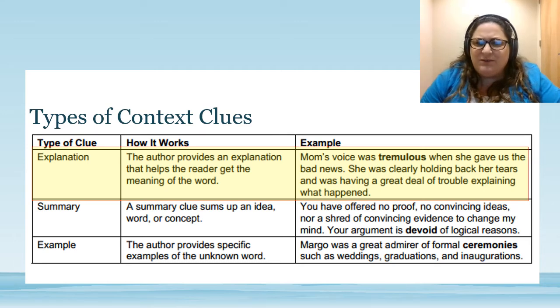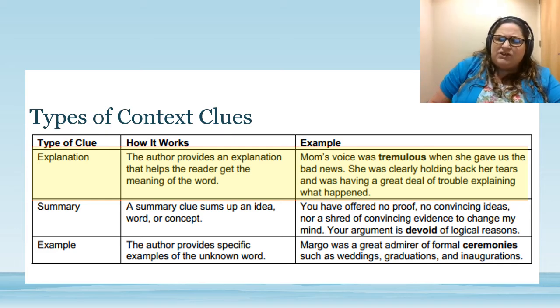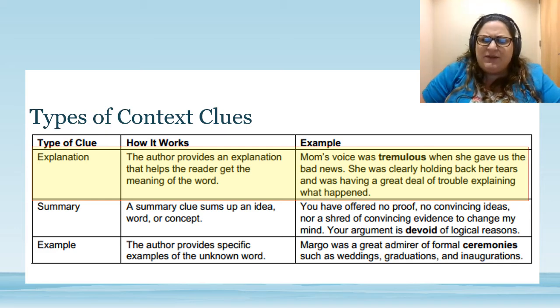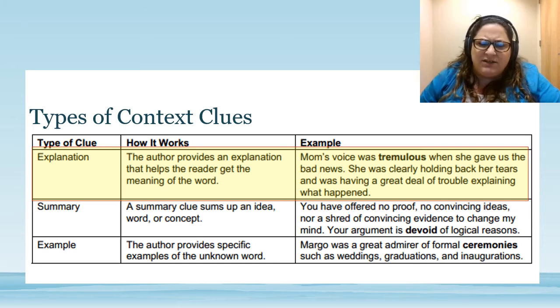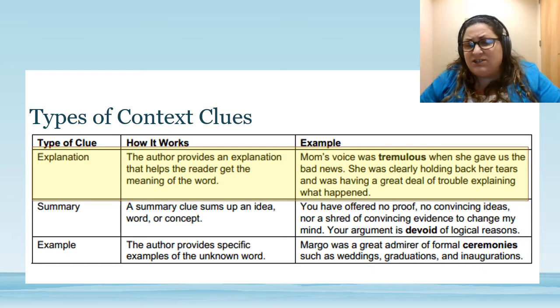She was clearly holding back her tears and was having a great deal of trouble explaining what happened." We can see here that someone who's holding back tears and having trouble explaining something, that might make your voice a little shaky. So we can put that explanation type of clue to help us understand that the word tremulous might mean shaky because she's upset.